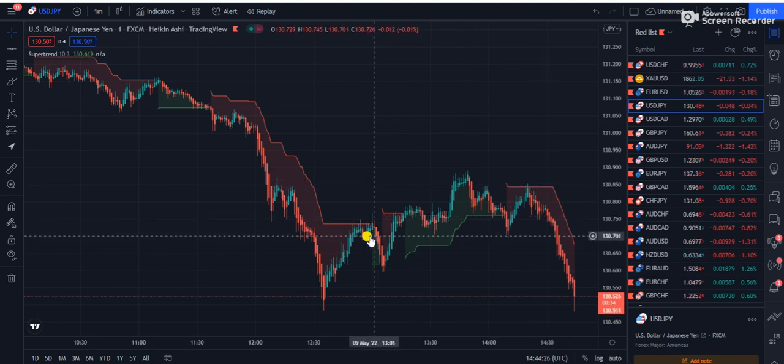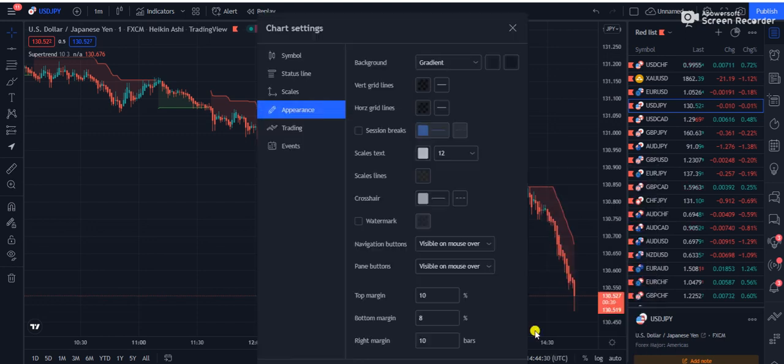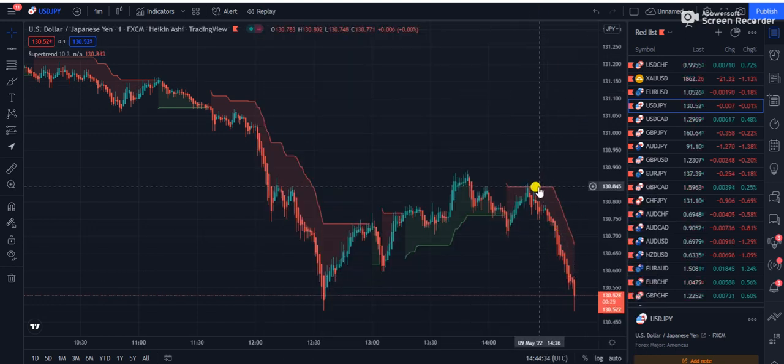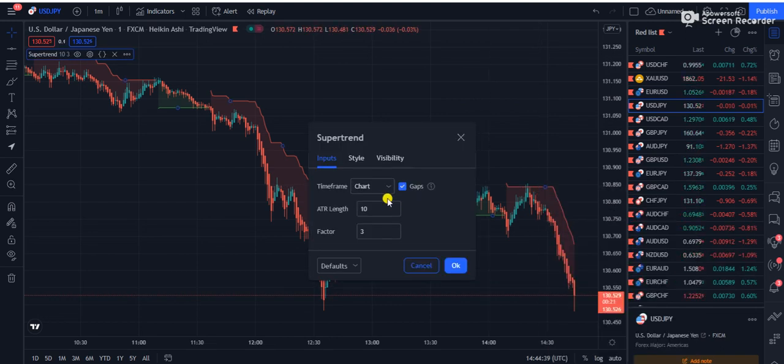Okay, so we are trying to remove the false signals. So let's see how this performs. Going to the settings, sorry, this is not the right one. If we right click here into the settings section, then if we go here, yes, now it's asking you about the ATR length and the factor. The factor is 3 and the ATR length is 10.